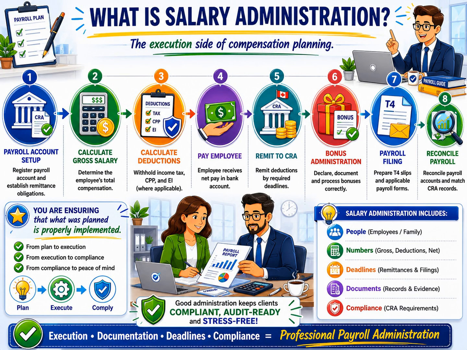This involves comparing payroll records, remittances, deductions, and CRA account balances to ensure everything agrees. Reconciliation helps identify errors before they become larger problems. When you step back and look at the entire process, salary administration is really about moving from planning to execution, from execution to compliance, and from compliance to peace of mind.